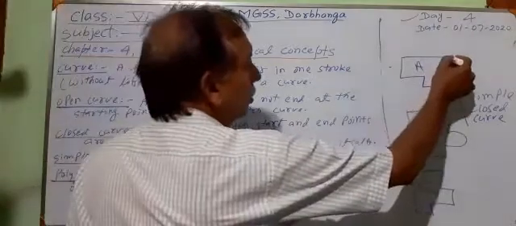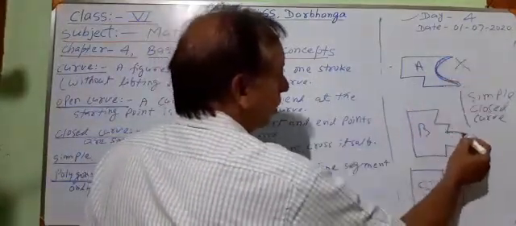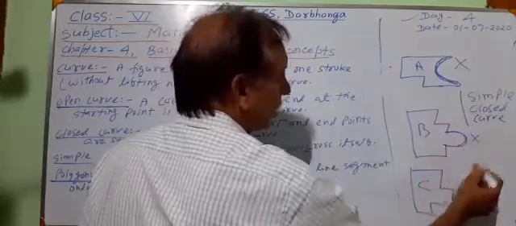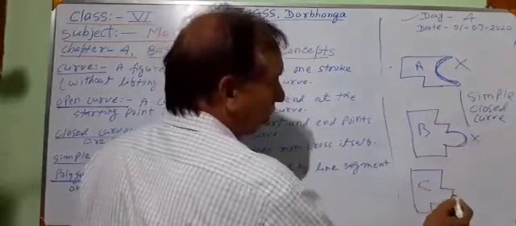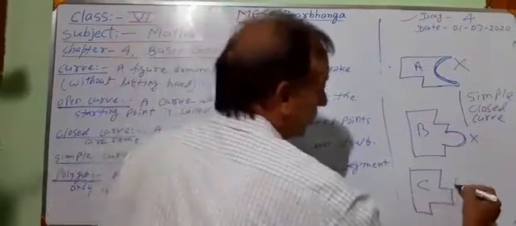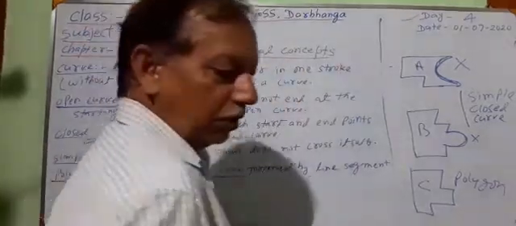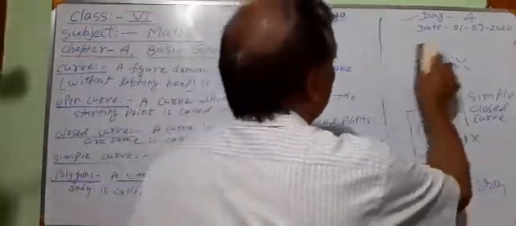Here this portion is not a line segment. So this is not a polygon. Here this is not a line segment. So this is not a polygon. And here all sides are line segments. It is formed only by line segments. So this is a polygon. Figure C, only figure C is a polygon.